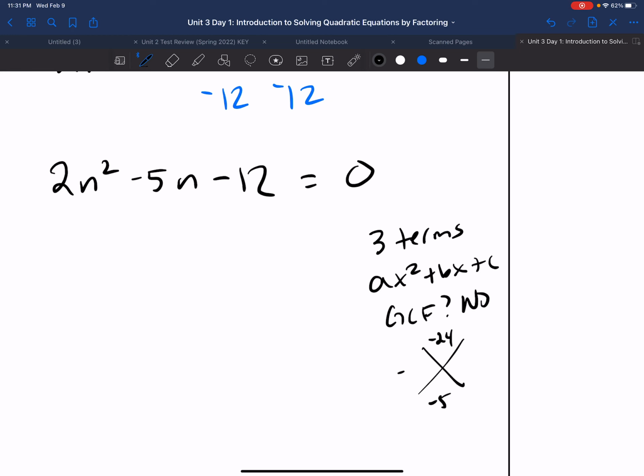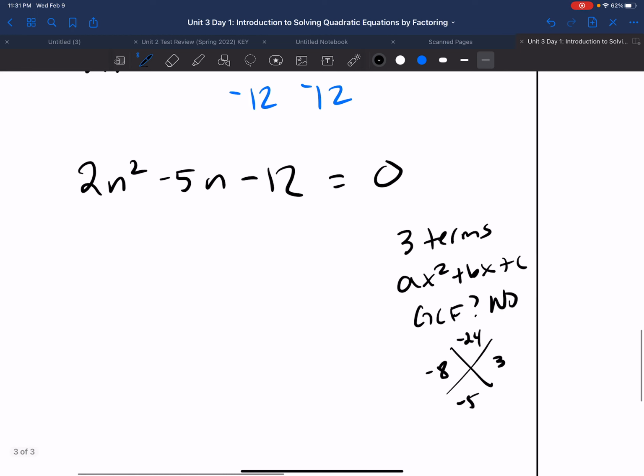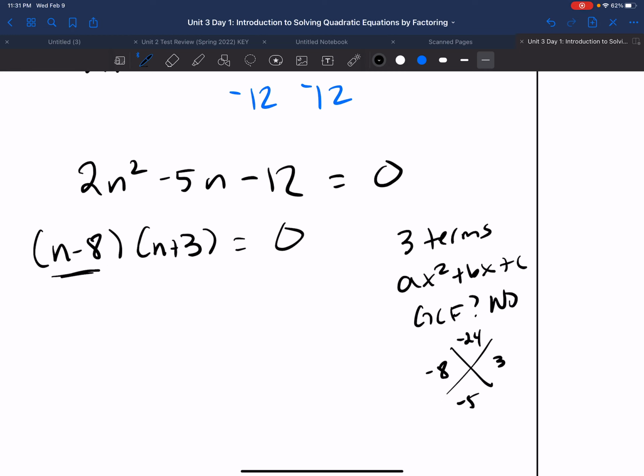And I'm thinking -8 and 3. So write n minus 8 times n plus 3, which is equal to 0. And then I'm going to set that equal to 0. So I have n minus 8 equal to 0. Add both sides by 8. That's my answer, or one of them.